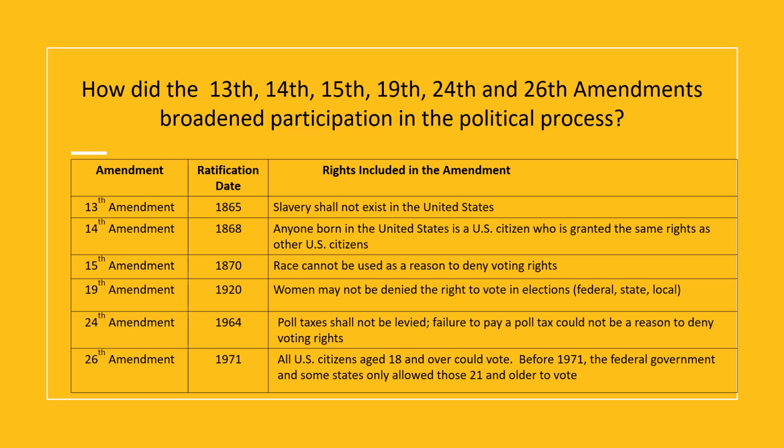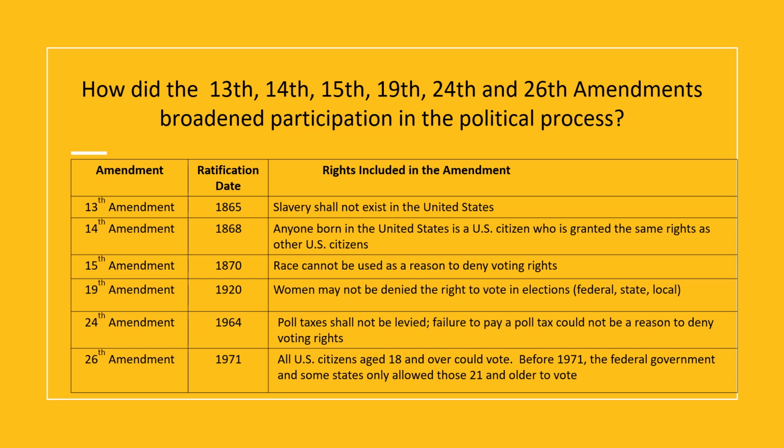For those of you who are good historians, you will note that the 13th Amendment was ratified in the same year that the Civil War ended. That amendment made slavery unconstitutional, which means that the only way to change any amendment, including this one, would be to change the Constitution again.